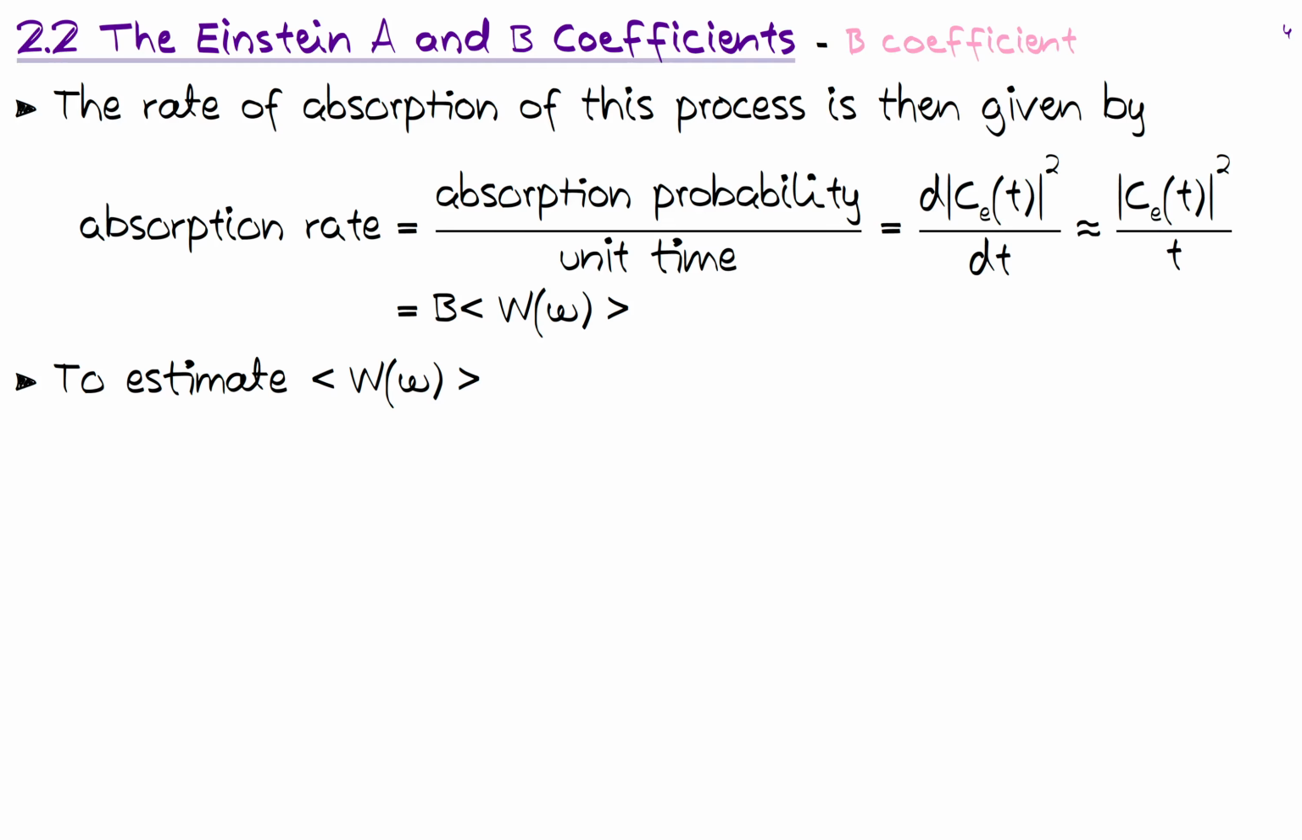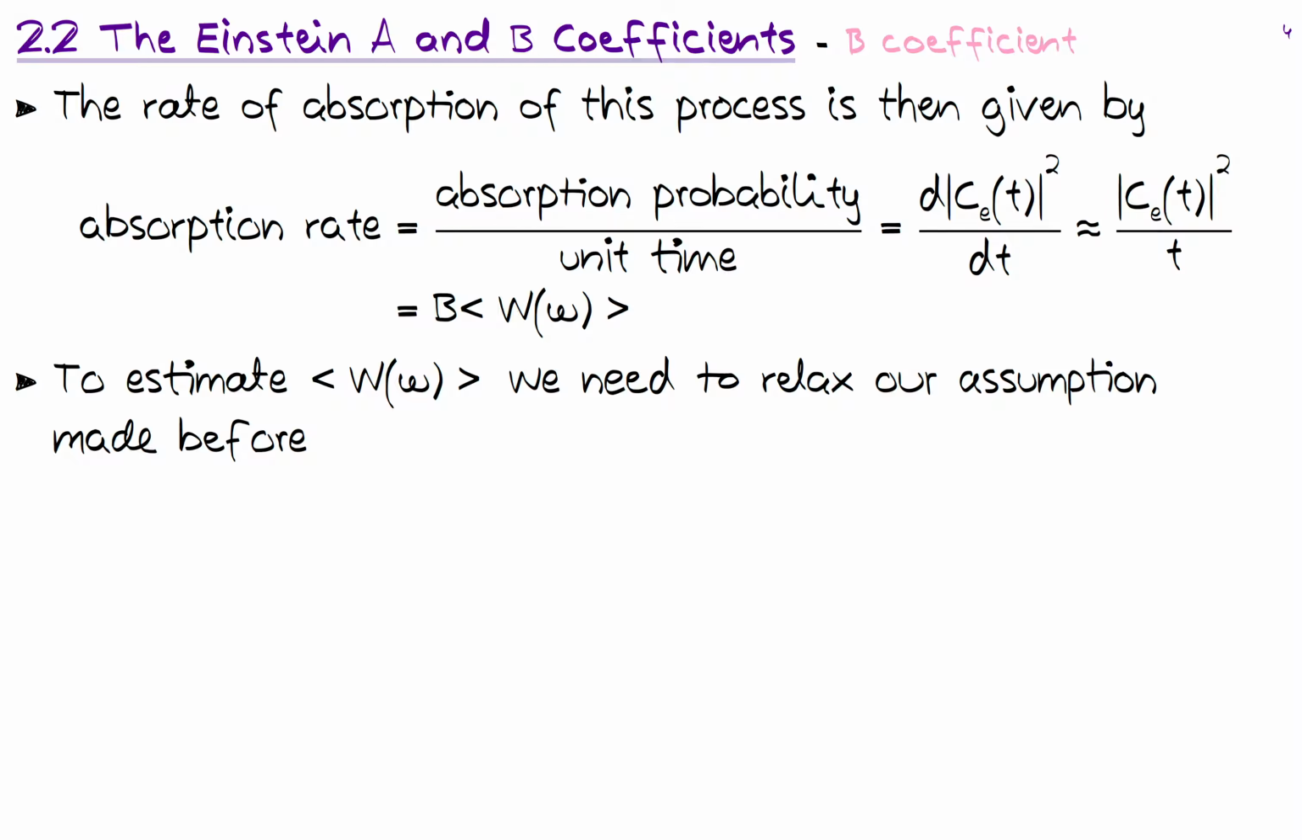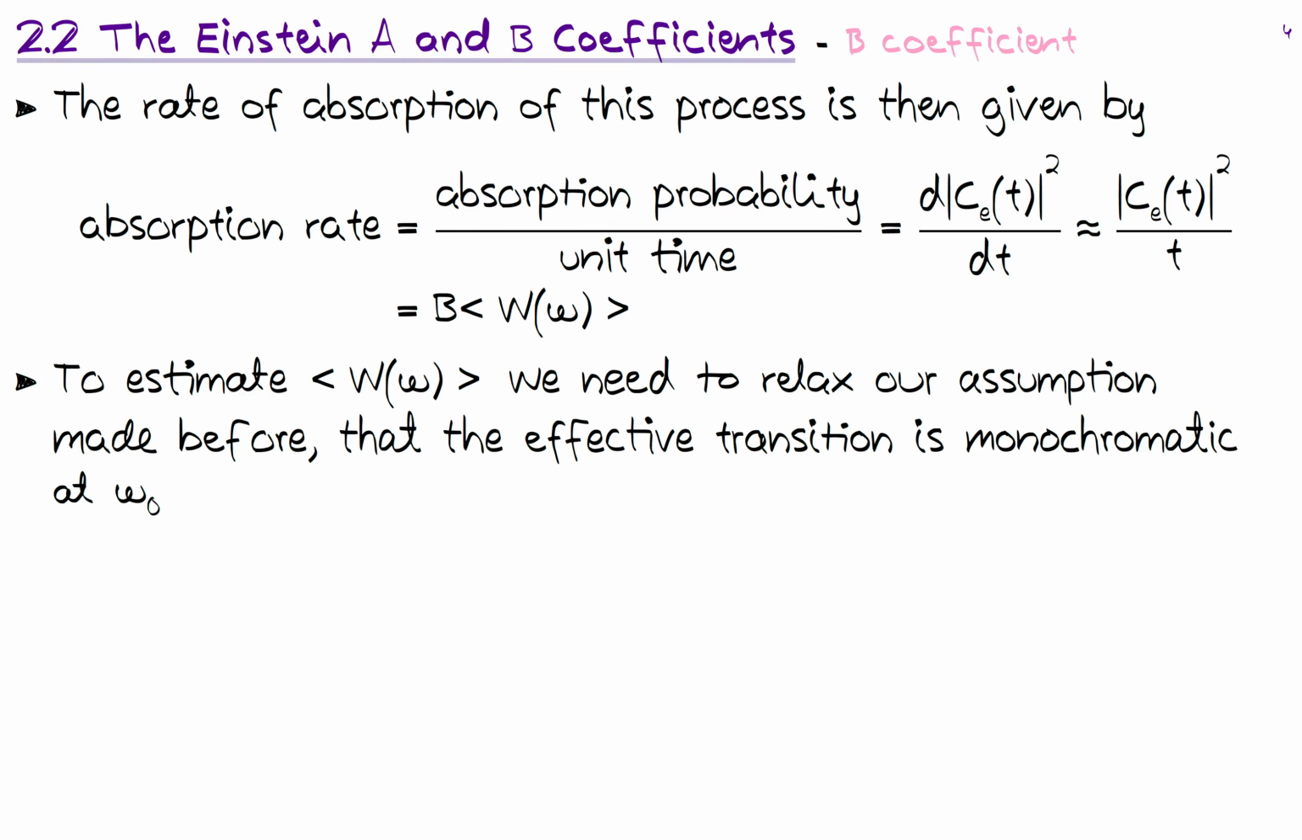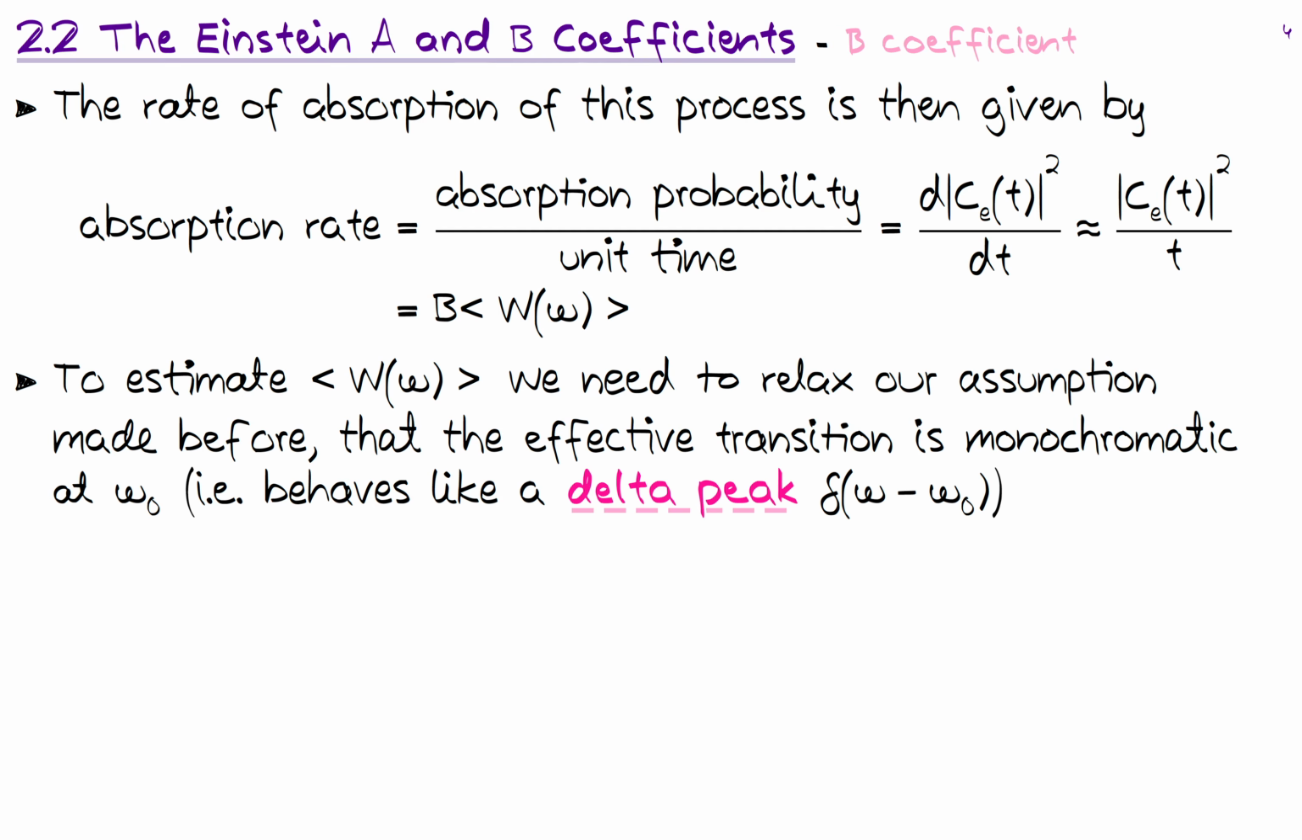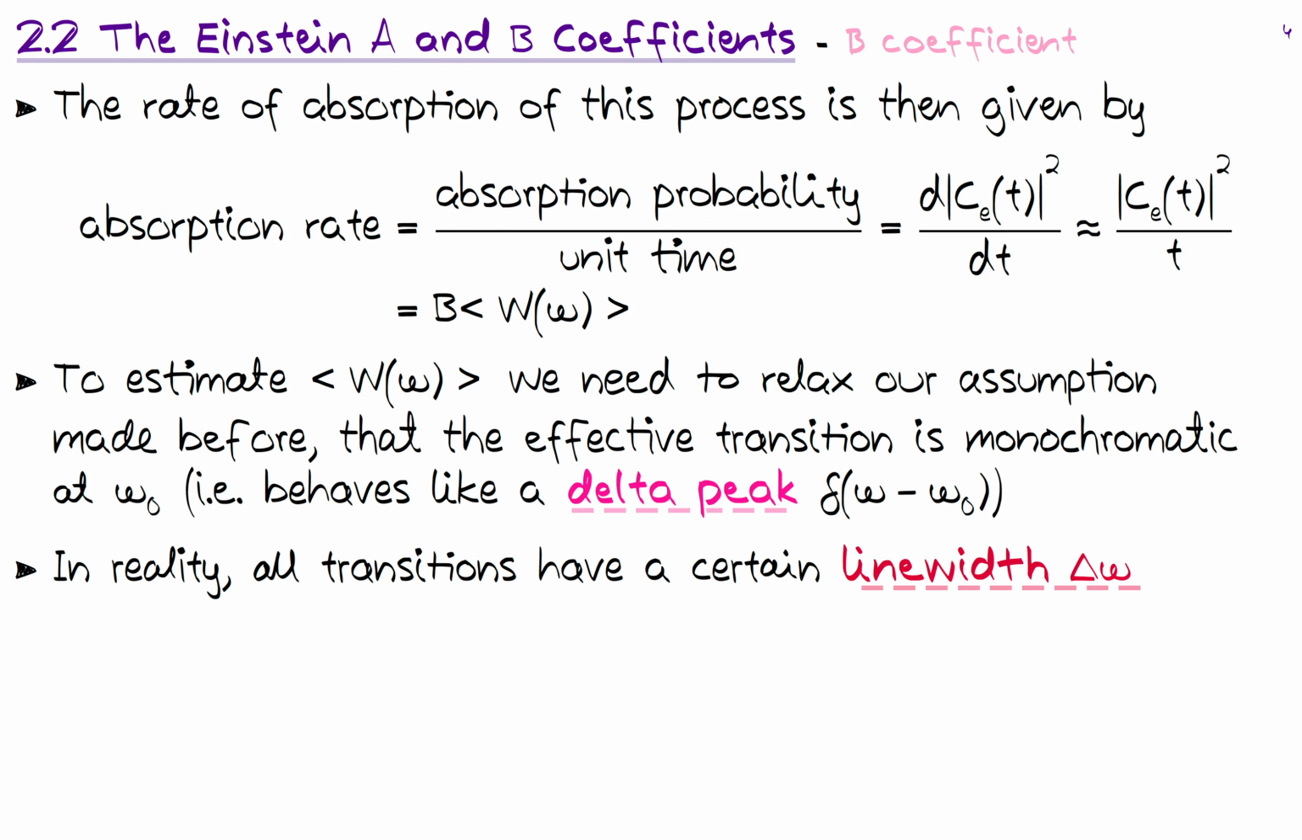Let's now estimate the radiative energy density, and we need to relax an assumption we made before. Mainly, we relax the assumption that the transition is monochromatic at a frequency omega naught. We are no longer considering the transition to be just a delta peak given by a delta function. In reality, all transitions have a certain line width, delta omega.